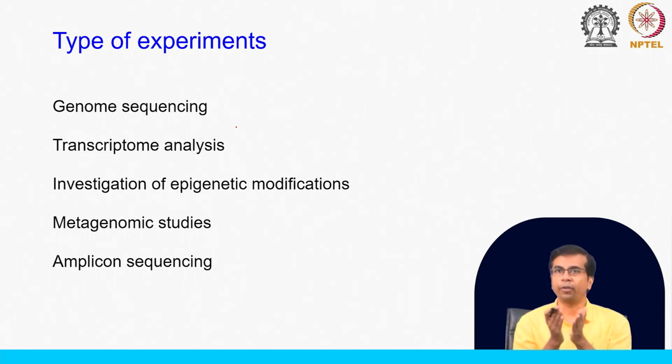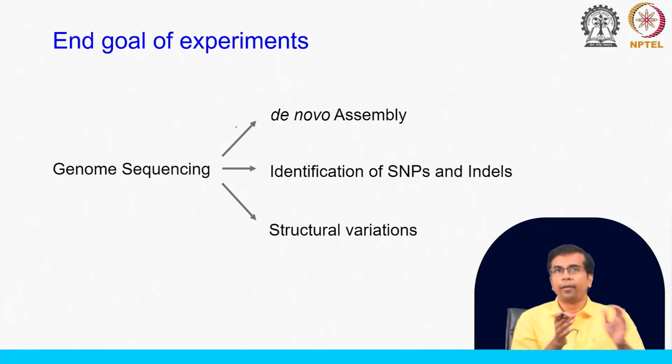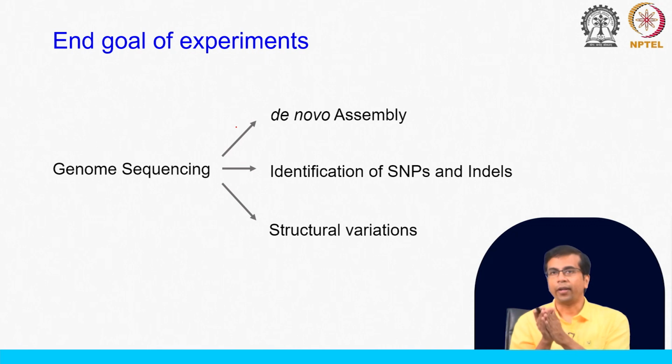So, you might be doing genome sequencing or transcriptome analysis, you can look at epigenetic modifications or metagenomic studies, or you can do something called amplicon sequencing, which is sequencing PCR products. You have only a small region of the genome that you are interested in, you are just amplifying that out by PCR and you are sequencing that region. So, this is called amplicon sequencing. Now, again for each of these types of experiments, you can have different end goals.